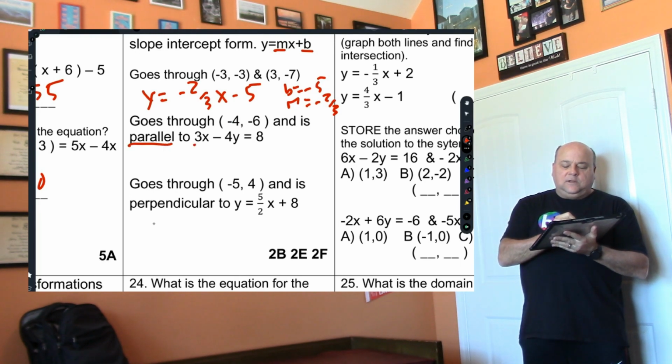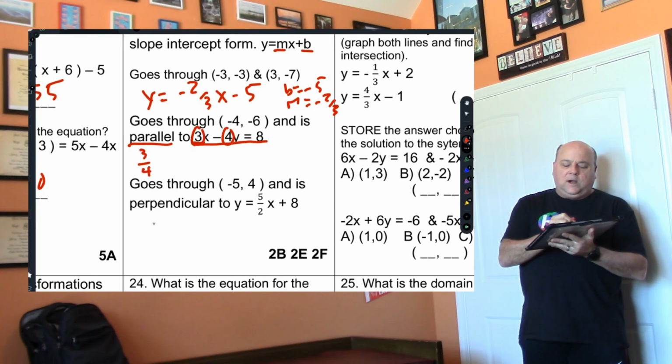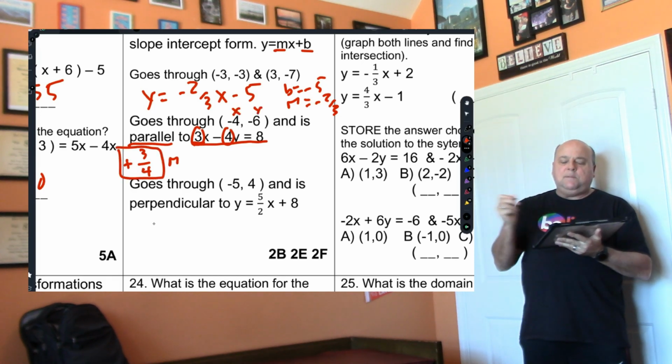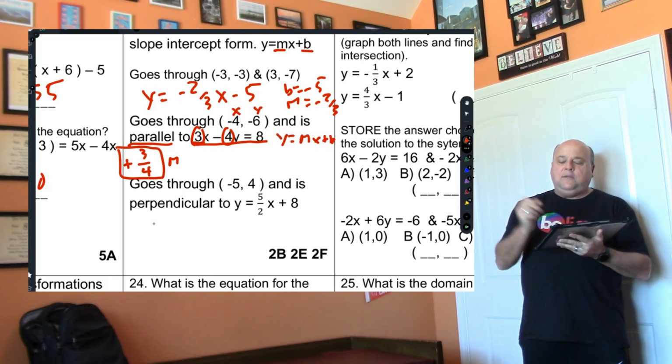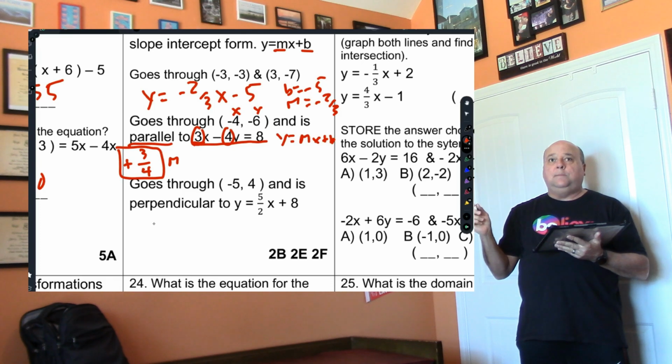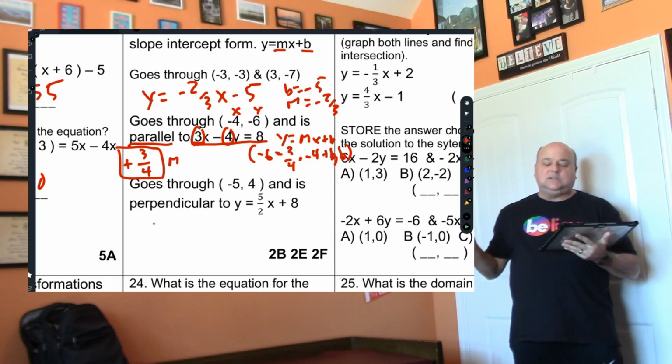It's parallel to this line. This number and this number are my slope, aren't they? So my slope is 3/4, and the opposite of a negative is a positive. This right here is going to be my m. This is my x, this is my y, so I'm going to write down y equals mx plus b, and then I'm going to substitute in. I do not know the b. Okay, so the y is negative 6, my slope is 3/4 times negative 4 plus b. You're going to put that in and solve for b.